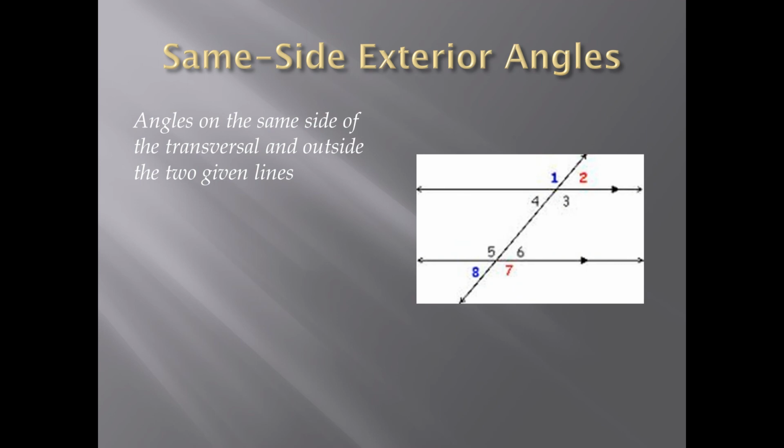Same side exterior angles are on the same side of the transversal and outside of the given lines. Remember with both of these that you can break apart their term to figure out what the definition is if you forget. So angle 1 and angle 8 are same side exterior, and angle 2 and angle 7.